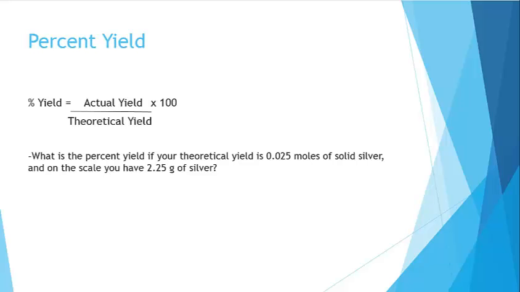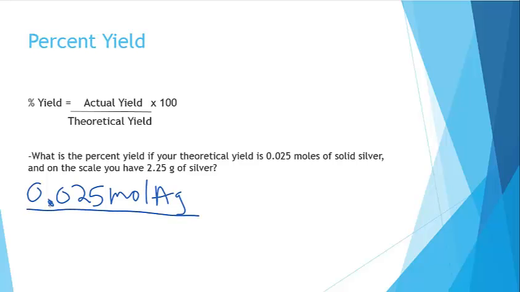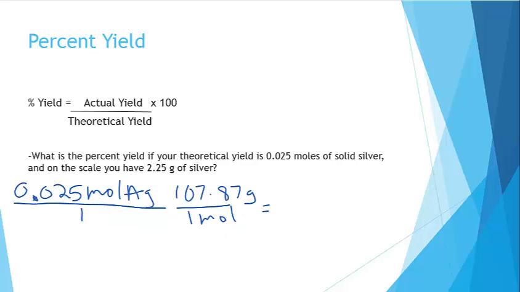So again, they have to be in the same units. So put your 0.025 moles of silver into grams. Okay, you could put the other one into moles, but you're actually going to collect grams, so it wouldn't matter. So you have to use the molar mass of silver, which is 107.87 grams per 1 mole. So you're going to multiply. Okay, so this gives you a theoretical yield of 2.69 grams. And again, that would be your theoretical, because that's what you calculated. That's based on this number right here.